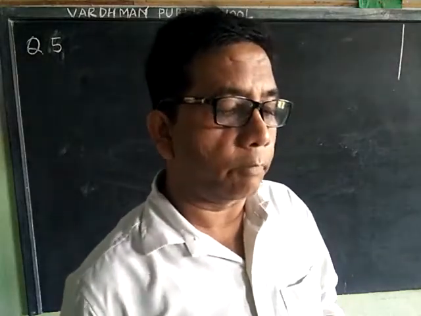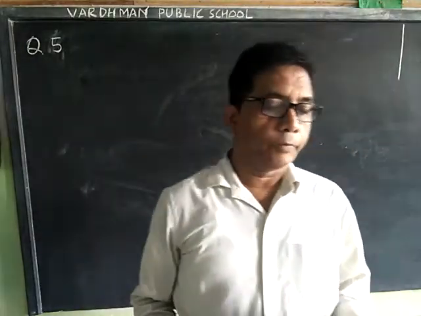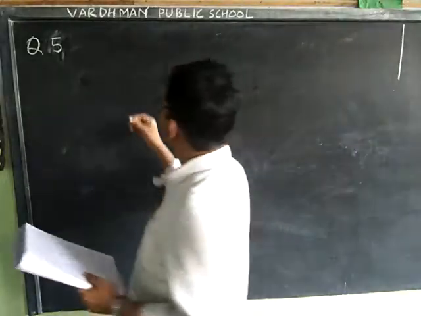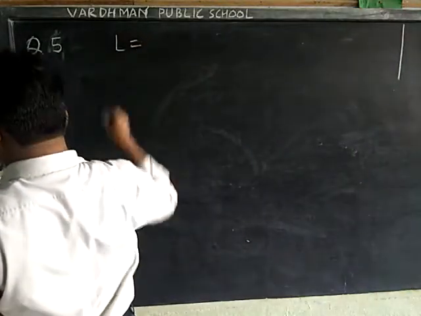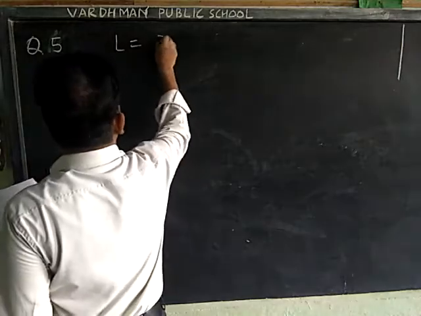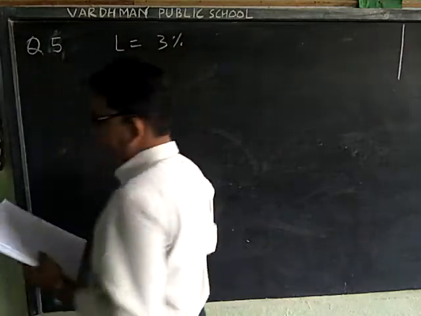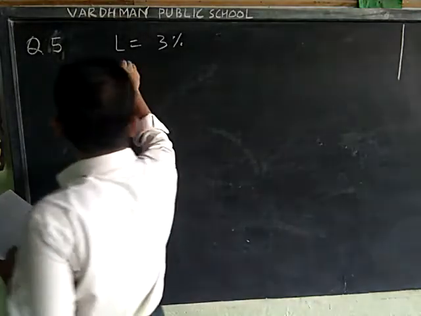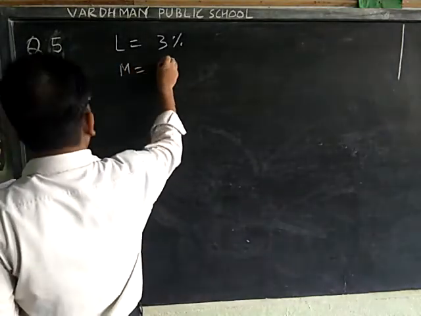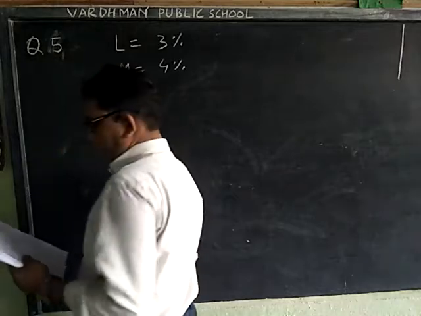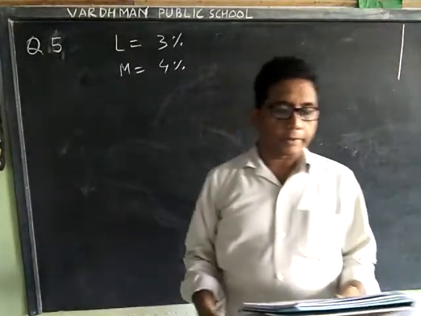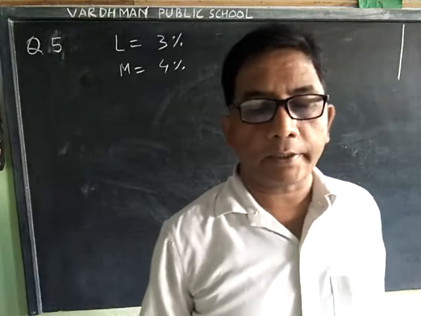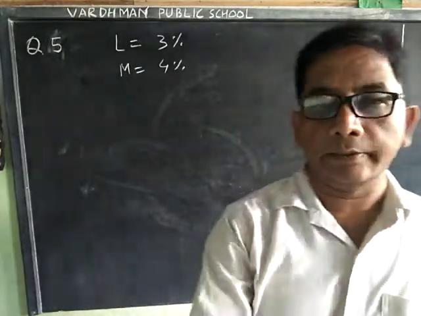If the error involved in the measurement of a side, we can suppose L, is 3%, and the mass M, that is 4%. What is the maximum permissible error in the density of the material?